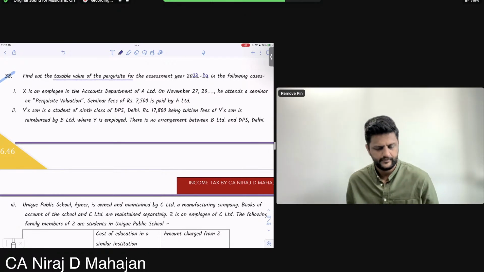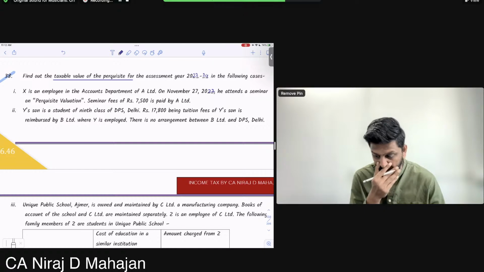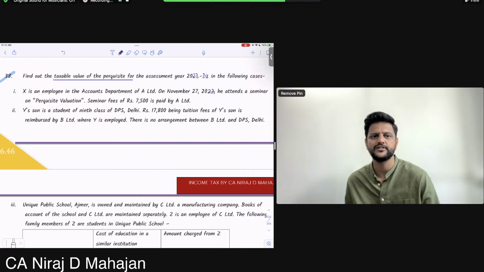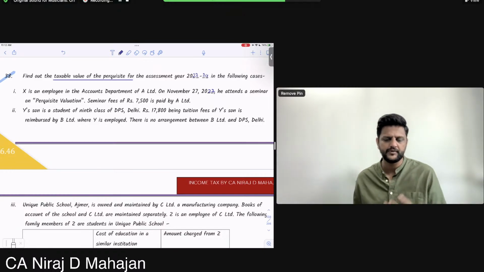Taxable value of perquisite. X is an employee in the accounts department of A Limited, accounting and finance. On 27 November 22, he attends a seminar on perquisite valuation. Seminar fees of 7,500 is paid by A Limited, that means by the company.